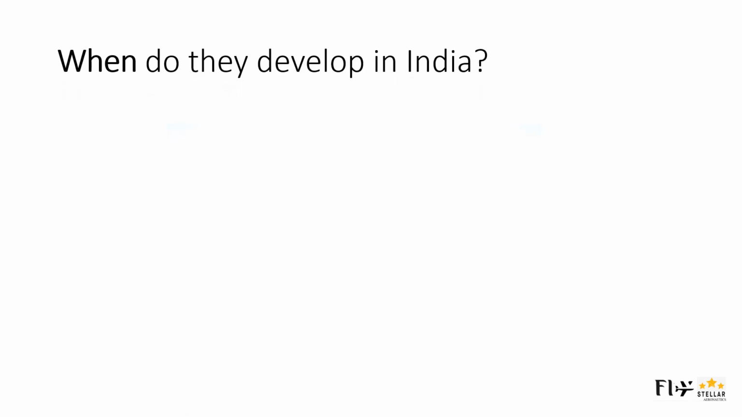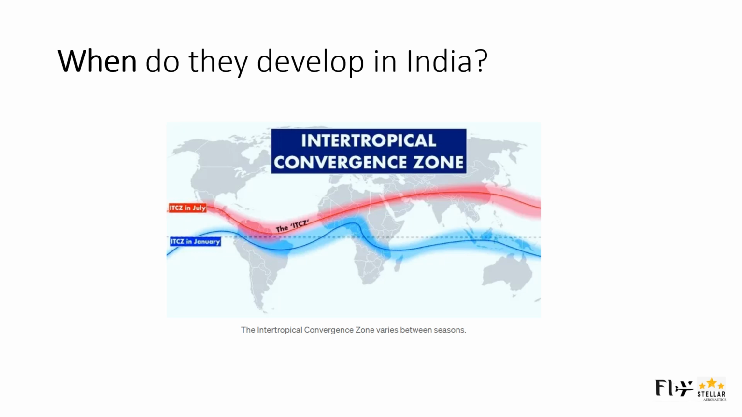Lastly, let's understand when do they develop in India. As we can see from the diagram, ITCZ in India is in the northern part of India in summer, which leads to low pressure in northern India, which causes monsoon winds to get attracted to Indian peninsula. Its movement northwards towards India during summer brings moist winds and triggers the monsoon.